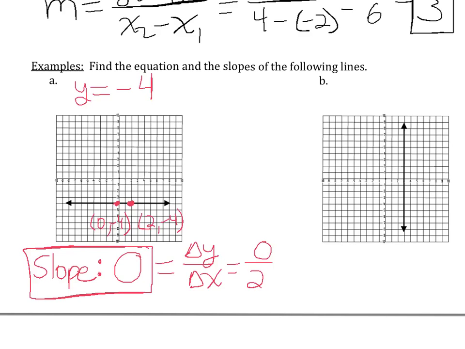And this is going to be true for every single horizontal line. They have no slope. Right. You're not rising or you're not sloping any. Right. You're just going to the right and left.